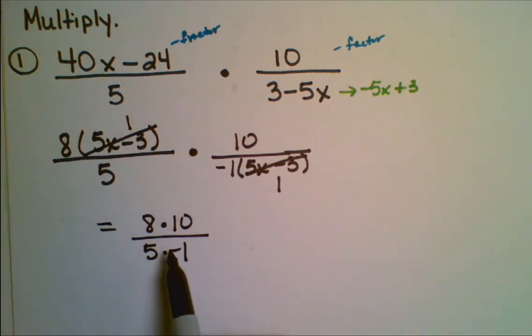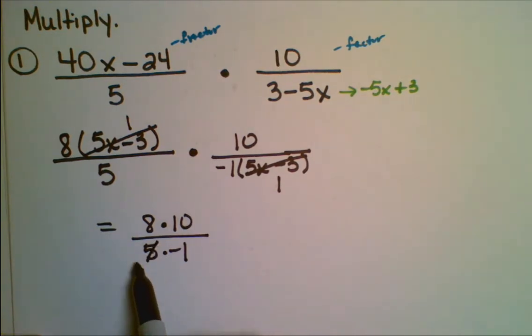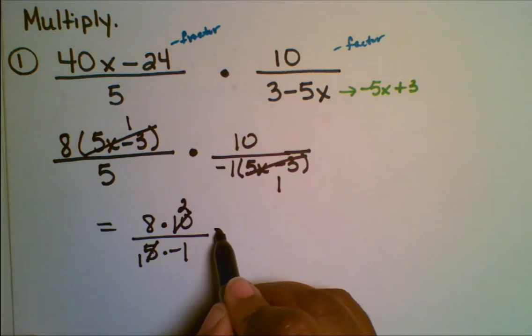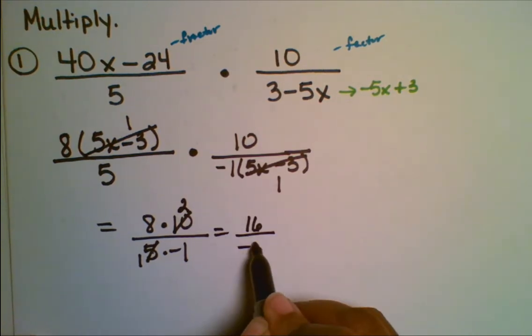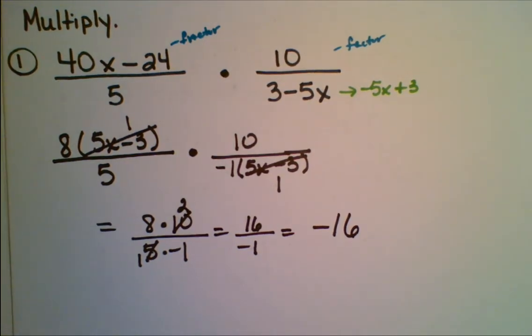And I noticed here with just our integers, we can divide the 5 and 10. 5 goes into 5 once, 5 goes into 10 twice, and then we have 16 over negative 1, which reduces to negative 16. And that is our answer.